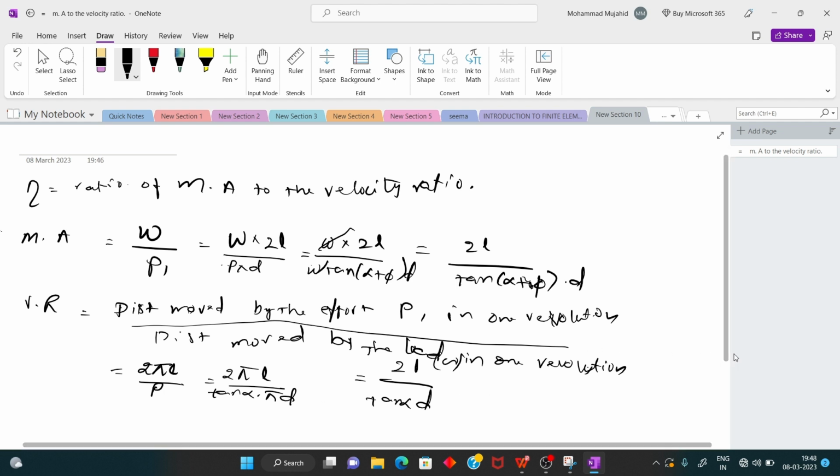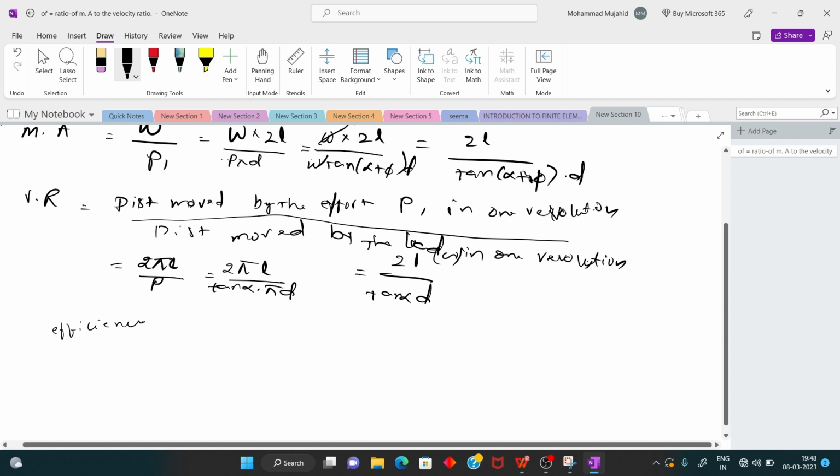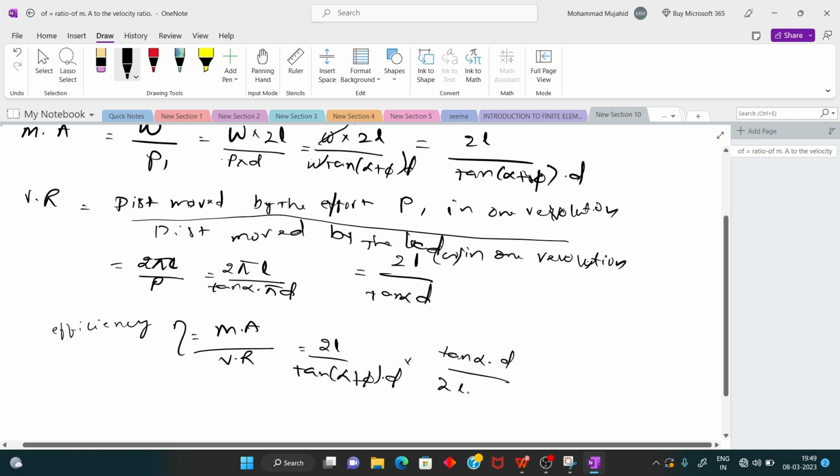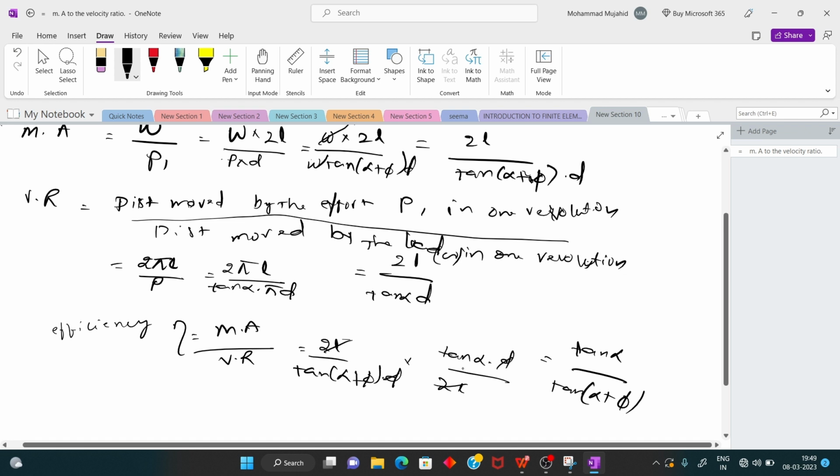So here the efficiency you can write as mechanical advantage by velocity ratio, that is 2L by tan of alpha plus phi into D, into tan alpha into D by 2L. 2L will get cancelled and also D will get cancelled. Then you can write it as tan alpha by tan of alpha plus phi. So like this also you can obtain it.